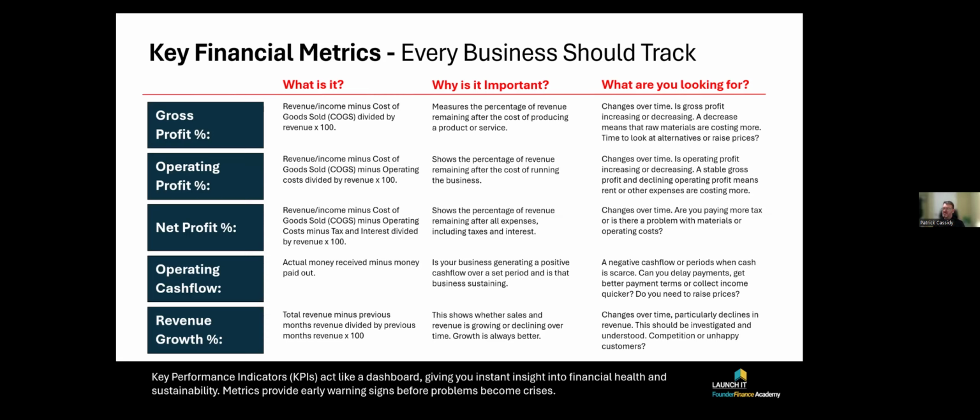So, if gross profit is decreasing over time, it could only mean two things. Either you're discounting your services and you're generating less income, or the cost of raw materials or creating that product is increasing. And if you're seeing that your gross profit is declining over time, it might mean that you want to look at some alternatives to the supply chain that you have. Maybe you need to go and renegotiate the terms of that service, or look at alternatives.